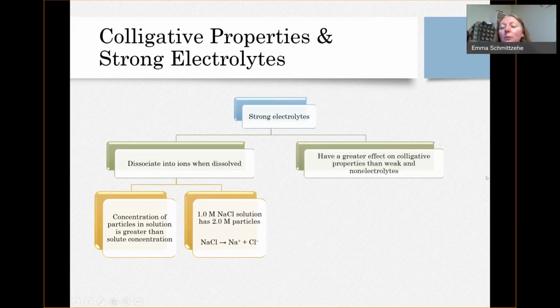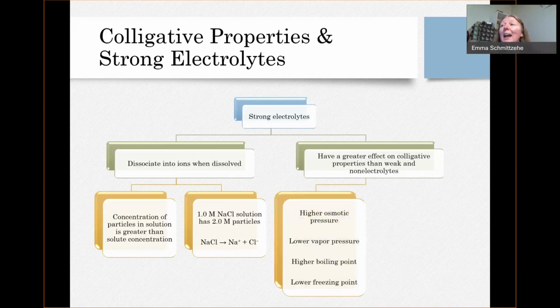So your strong electrolytes have a greater effect on colligative properties versus your weak and your non-electrolytes. Weak electrolytes will have a greater effect than a non-electrolyte, but it's not going to be a huge difference. The big thing is that your strong electrolytes have a bigger difference, meaning you're going to have an even higher osmotic pressure, an even lower vapor pressure, an even higher boiling point, and an even lower freezing point than a weak electrolyte or a non-electrolyte.